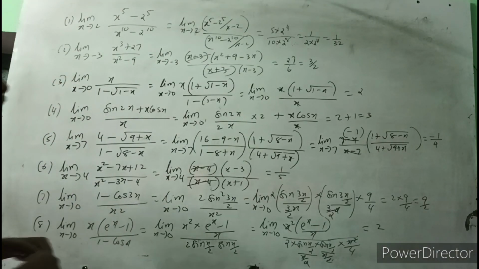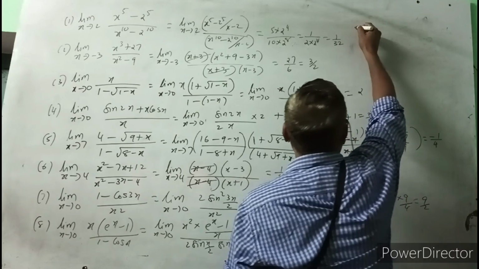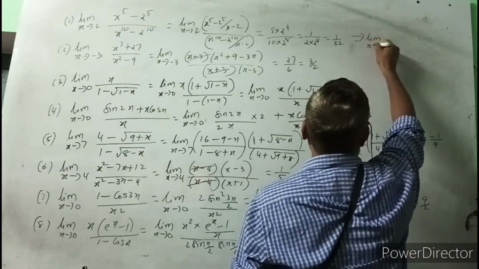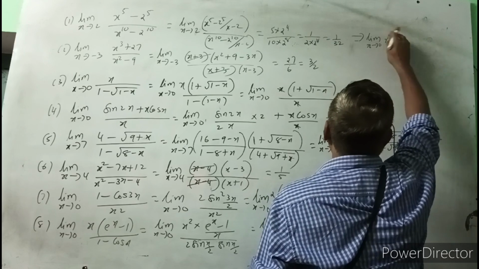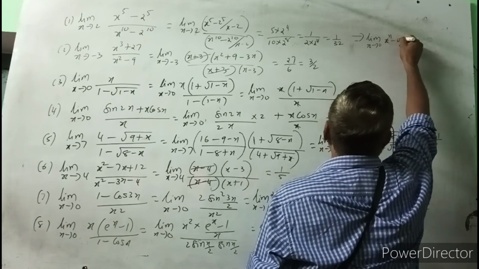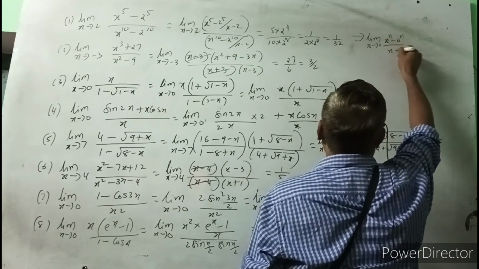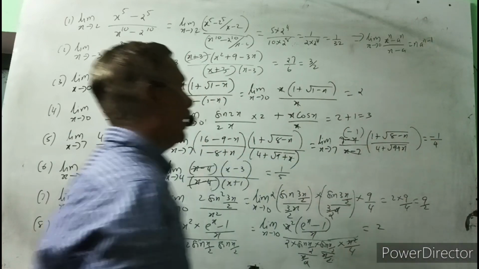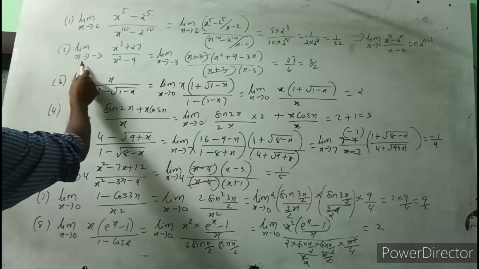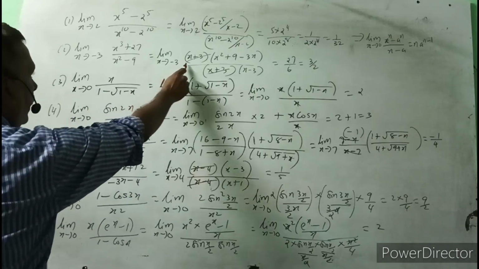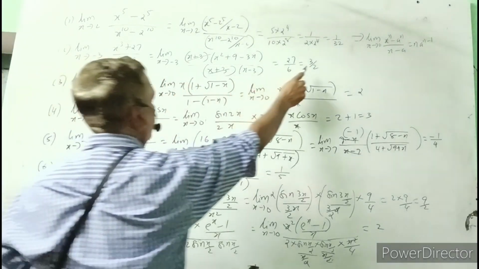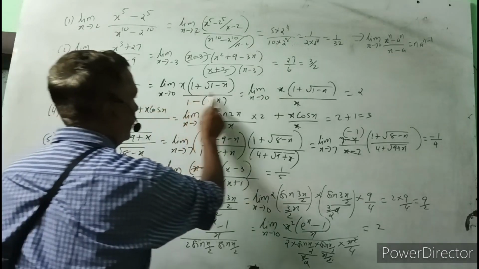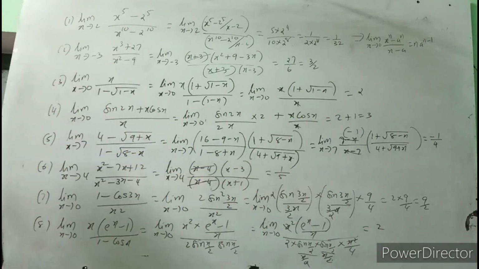is the answer. So here actually we applied the formula limit x tends to a, x raised to n minus a raised to n upon x minus a is equal to n a raised to n minus 1. That identity we applied there. Now here factorize the numerator, x plus 3 gets cancelled, so it will come 3 by 2. Here the denominator is rationalized, simplifying we get 2.